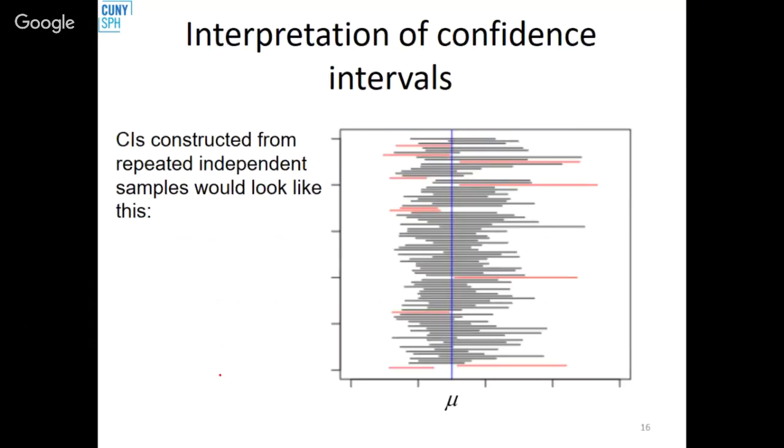This is just an example from a simulation where these are samples of a continuous variable drawn from a population with a mean, which is right here. And from each sample, I've calculated a 95% confidence interval. And I'm showing here 200 intervals, and about 10 of them do not contain the true mean.